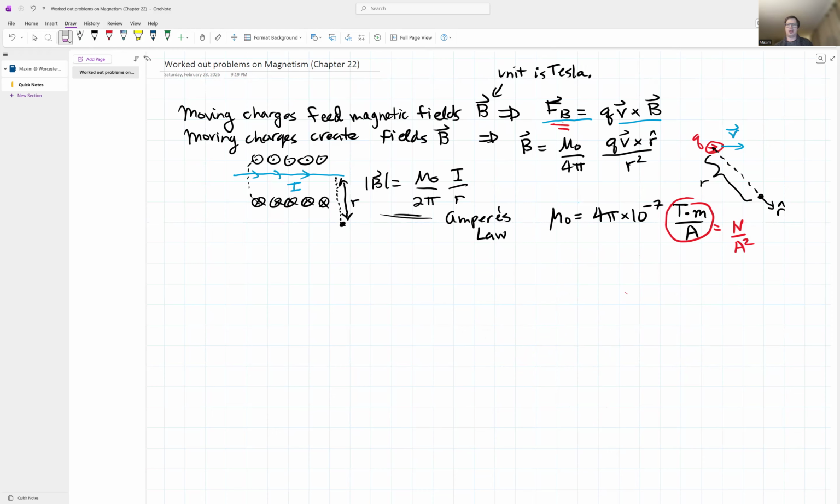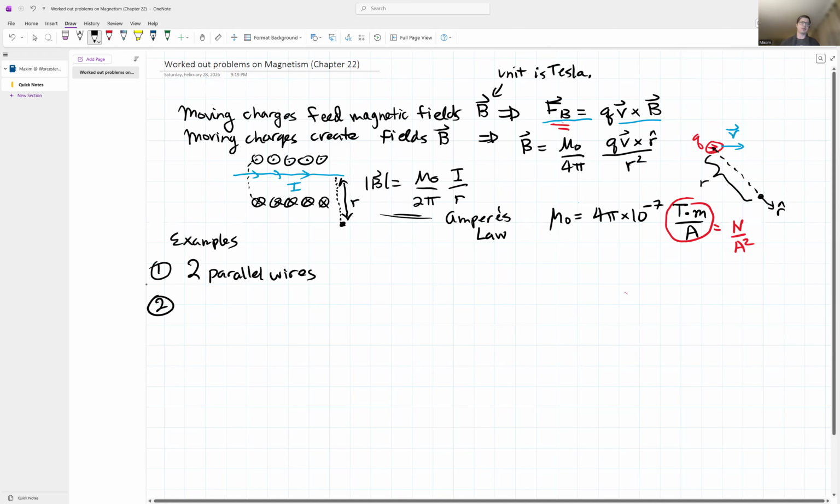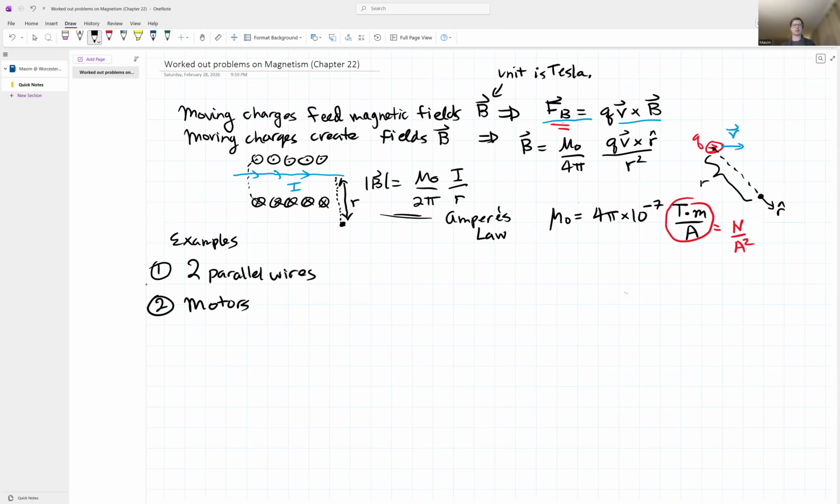Okay, so we are going to do 3 examples with these different concepts. And the 3 examples are going to be the 2 parallel wires, which I kind of talked about a little bit already. This was the demo of the lab. So it's going to be our examples. The other thing to talk about is motors. So we'll have to mention motors as an example. And the third thing we need to talk about is the Hall effect.